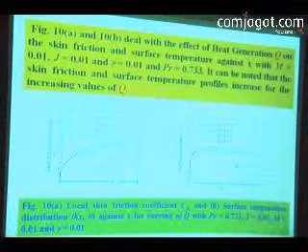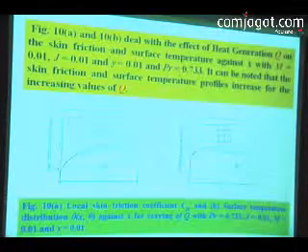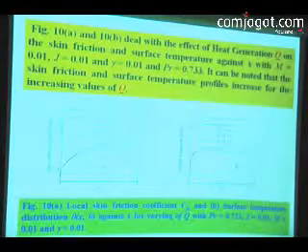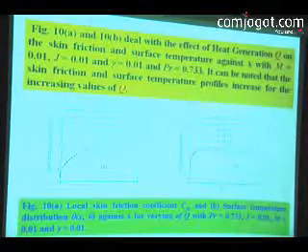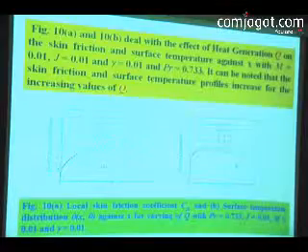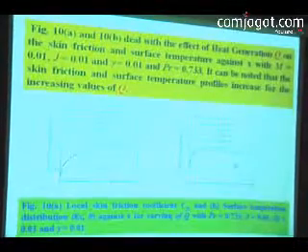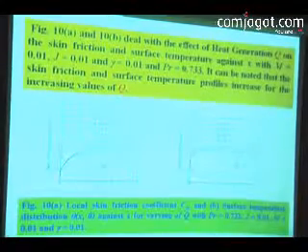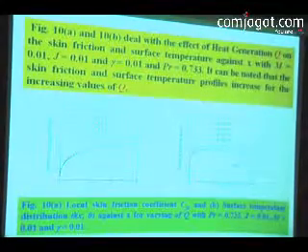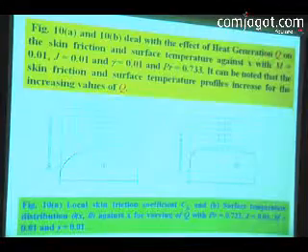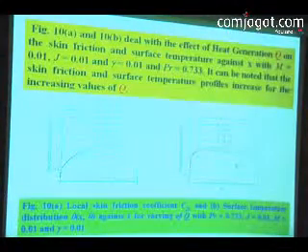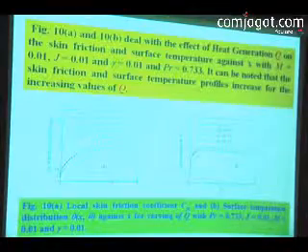Is there a physical significance of plate dimension? X is a plate dimension, or what does it mean? Is X a non-dimensional parameter or a dimensional parameter? Non-dimensional, yes. So it should be, I'm not sure. If it is non-dimensional, it will vary from 0 to 1. Okay, we can clarify it later.